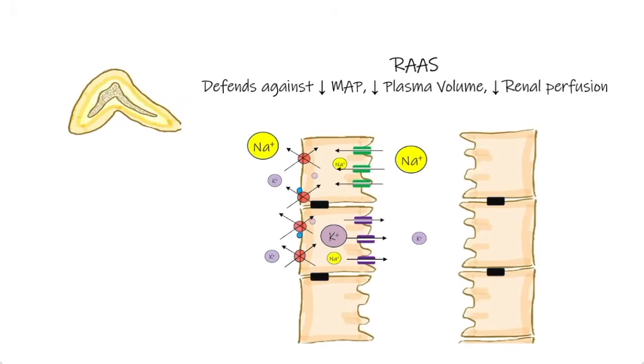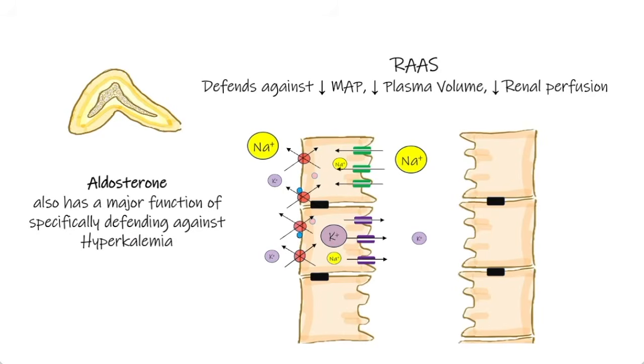When we think of the Renin-Angiotensin-Aldosterone system, we typically think of it as defending against drops in blood pressure, decreases in plasma volume, or decreased renal perfusion. Unrelated to these, aldosterone also has a major function of specifically defending against hyperkalemia. Recall from our discussions on membrane potential the important role that potassium plays in establishing our resting membrane potential. Hyperkalemia can dramatically alter the resting membrane potential, making us much more susceptible to depolarization of cells, and this is particularly significant in that it can cause cardiac arrhythmias or abnormal heartbeats that can lead to death.